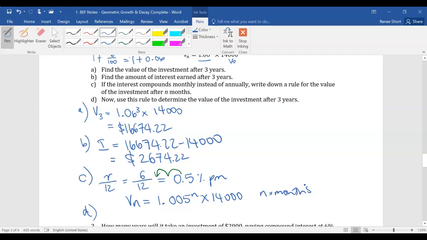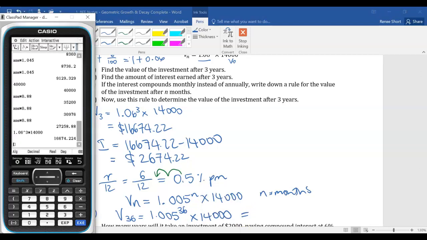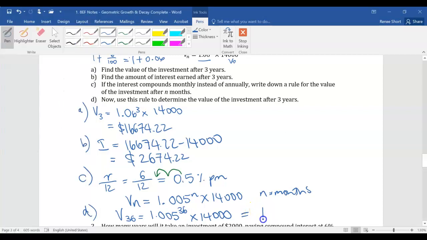So part D, it says use the rule to determine the value of the investment after 3 years. Remember, 3 years is 36 months, and it's calculating that compound then 36 times. So now I'm going to have here 1.005 to the power of 36 times $14,000. And let's now pop this in here, 1.005 to the power of 36 times 14,000, and I get $16,753.53.